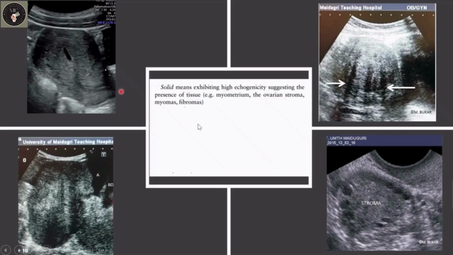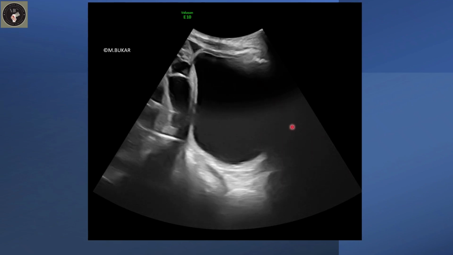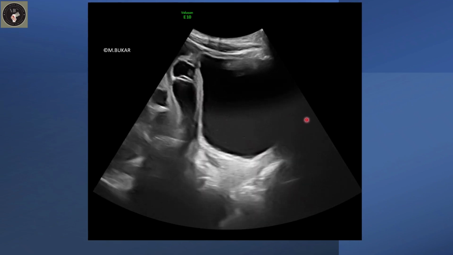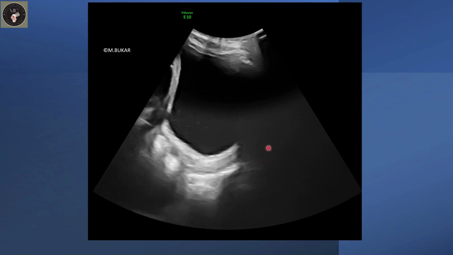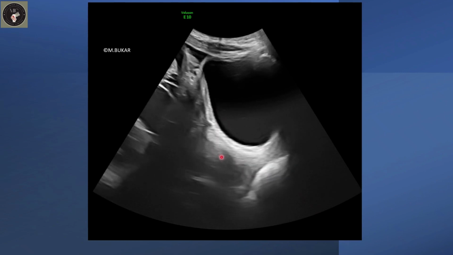Now, these are the examples of what solid means, like the echogenicity of the myometrium, fibroma, ovarian stroma, and fibroids. So this is the video showing the bladder here. Part of the vagina is seen here. The cervix.